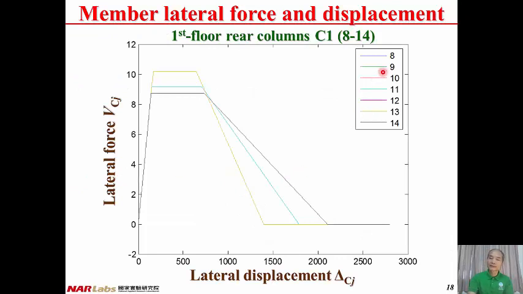Okay, there are totally 7 columns here, number 8 to number 14. But from this graph, only 3 curves. That means that there are only 3 different columns. Then we have the force relationship of 3 different columns. In the horizontal axis, we have the lateral displacement of the column, delta Cj. In the vertical axis, we have the lateral force, Vcj.